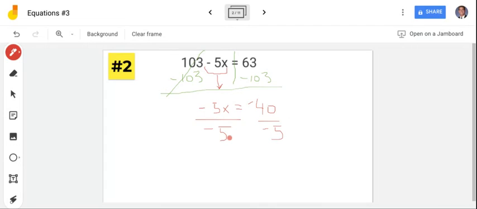So on the left side, I have negative 5 over negative 5. Those simplify to be 1, right? Because if I have the same number up top and the same number on bottom, that's just 1. And 1 times x is simply x. X is equal to negative 40 divided by negative 5.